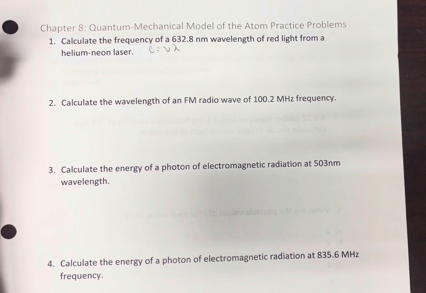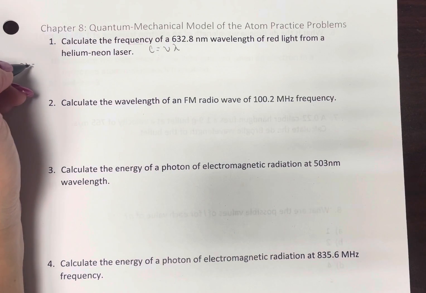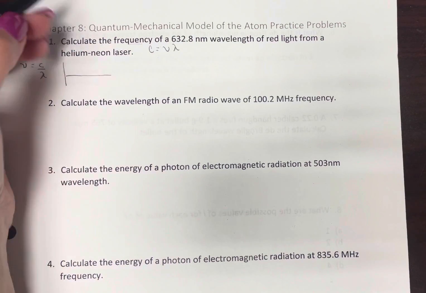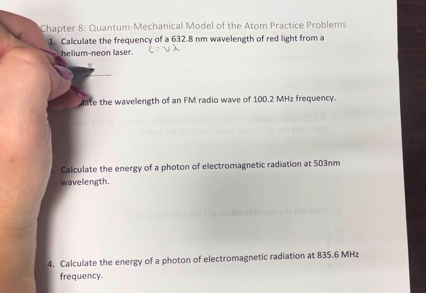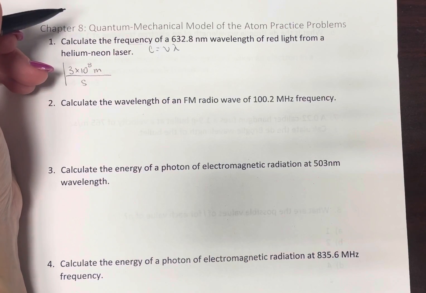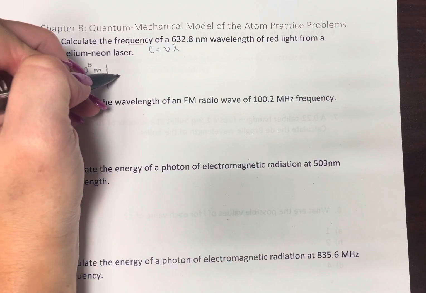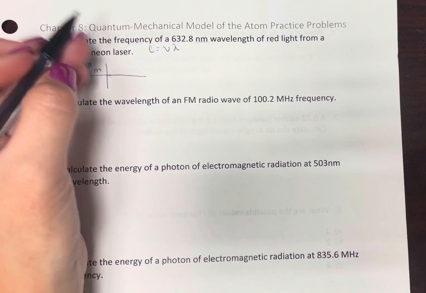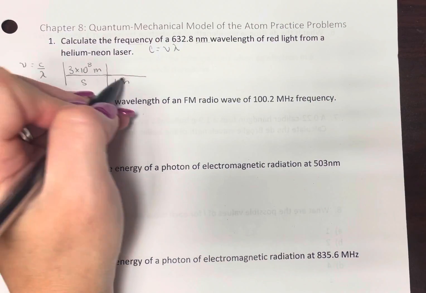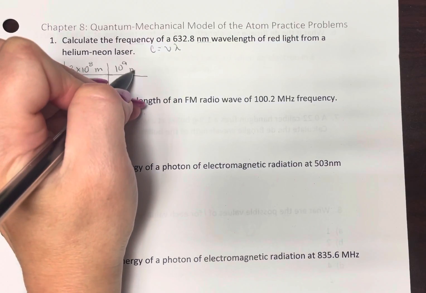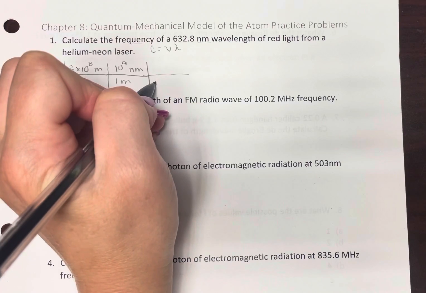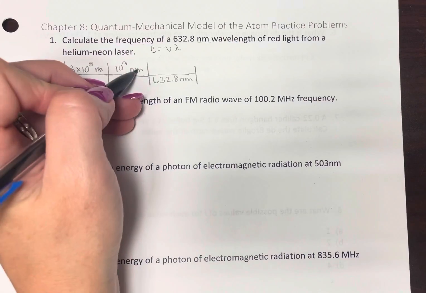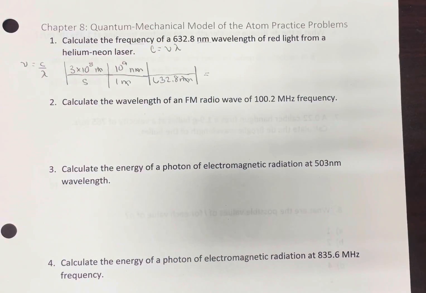Therefore, we know frequency equals speed of light divided by wavelength. So let's do that here. Speed of light is 3 times 10 to the 8th meters per second. And we're given nanometers. We can't cancel meters and nanometers, so let's go ahead and convert that. We know that 1 meter is 10 to the 9th nanometers, and we have 632.8 nanometers. Again, I'll give you most of these equations. You just need to know to apply them.